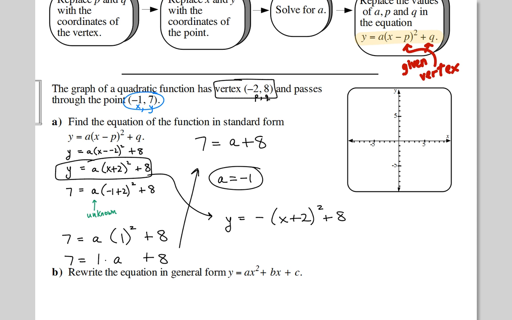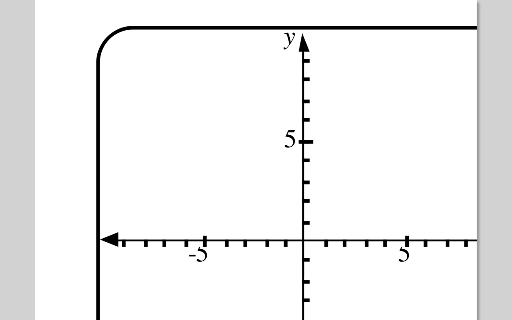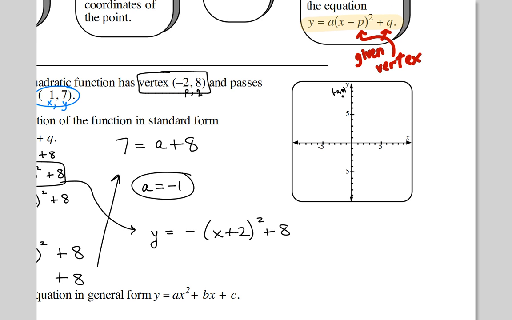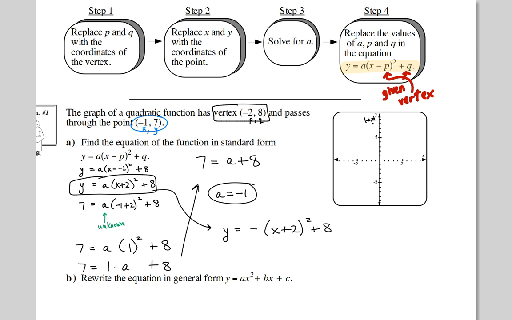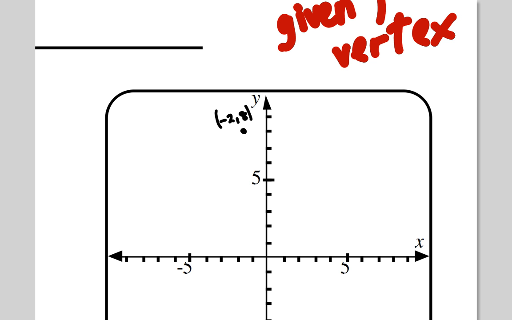So where's the vertex going to be? -2 and then down at, what was it, +8? So 5, 6, 7, 8, and here. Agreed? So there's the vertex, -2, 8. They gave us another point. Do you agree? Is it negative 1 comma 7? So negative 1 comma 7.